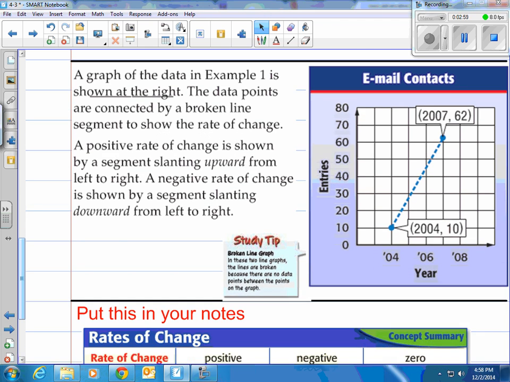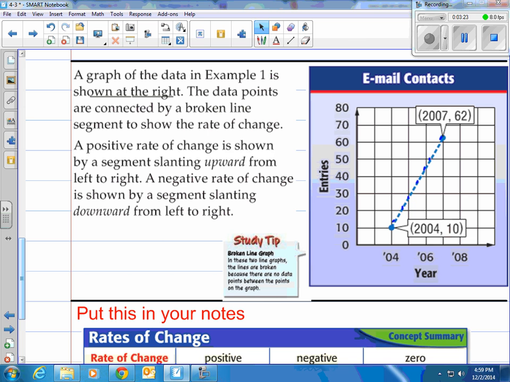Here's something else we can do. It says a graph of the data in example 1, which we did, which was the email contact list, is shown here at the right. The data points are connected by a broken line segment to show that the rate of change is going up. It says a positive rate of change is shown by a segment slanting upward from left to right. So you can see we're going up. But notice it's dashed.